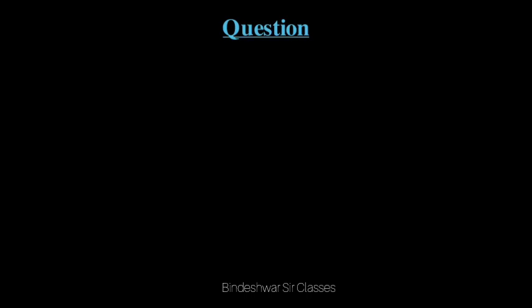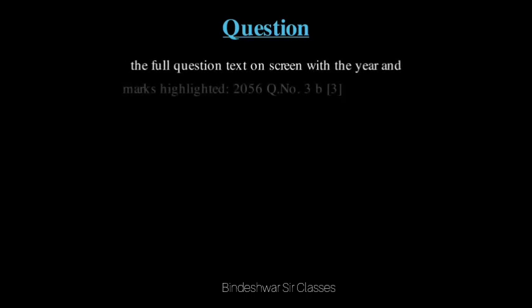Hello students! Today, we're going to solve a classic physics problem on flotation from the 2056 question paper. It's question number 3B, and it carries 3 marks. The question reads, an iceberg having a volume of 2060 cc floats in seawater of density 30 kilograms per cubic meter with a portion of 224 cc above the surface. We are asked to calculate the density of ice.